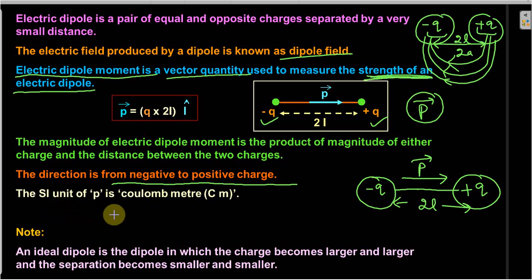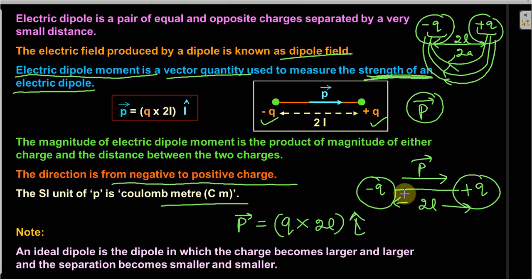Next is the SI unit of P. The dipole moment unit is coulomb meter, and according to the definition we can write the expression for the dipole moment. Dipole moment is represented by P, and it is the product of either charge, any one charge you can take, multiplied by the distance between the two charges, and this i represents the direction because this is on the x-axis. So in vector form we can represent the dipole moment in that way.